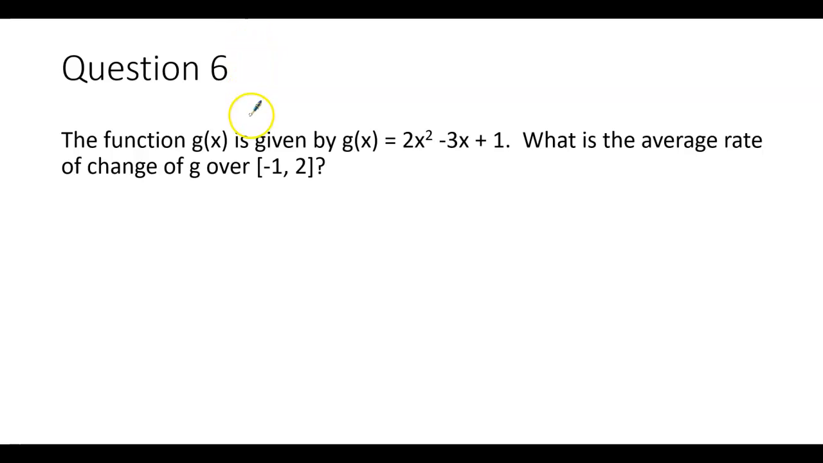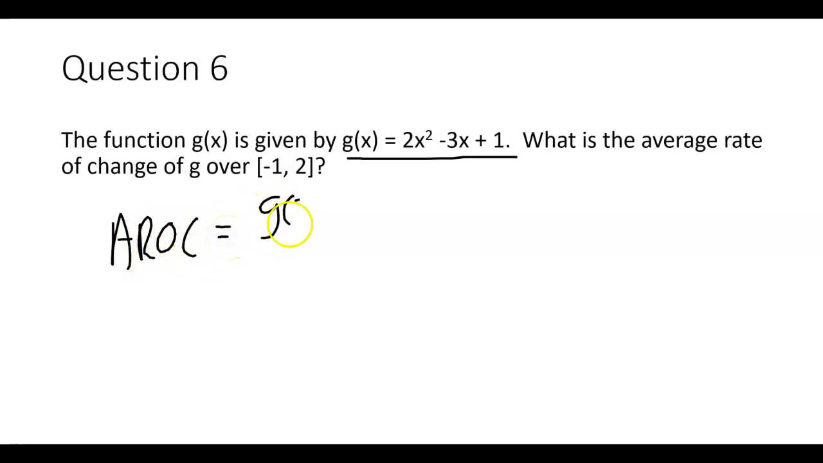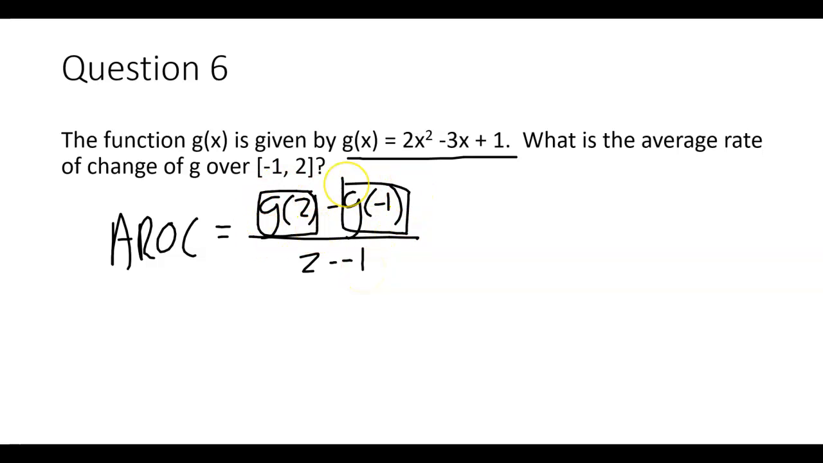Another average rate of change question, but this time instead of using a table or a graph, they just give you an equation. But that doesn't change the basic formula. We still want to know the average rate of change, and therefore it's still going to be g of your last point minus g of your first point over those two values subtracted on the bottom. The trick here with this one is that we need to find out what g of 2 and g of negative 1 is, and the way we do that is simply by plugging those x values into our function.